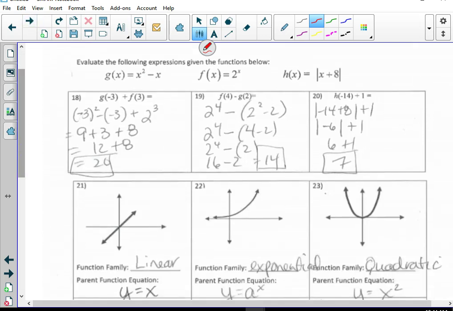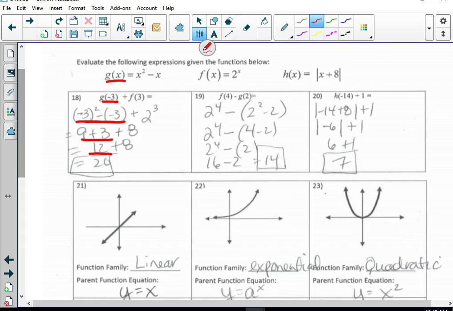More of the same, just one step further. Now we're doing two things. So first we're going to plug -3 into G. That's right here. Okay? That's right here. That's right here. So -3 into G gives us 12.